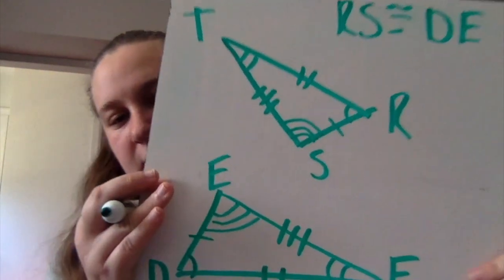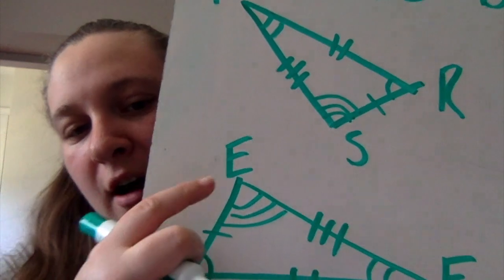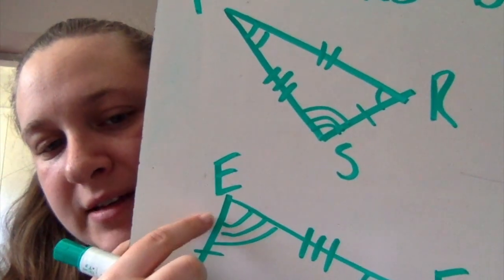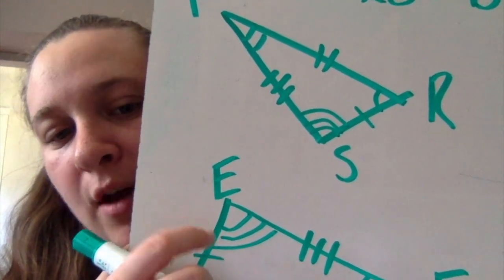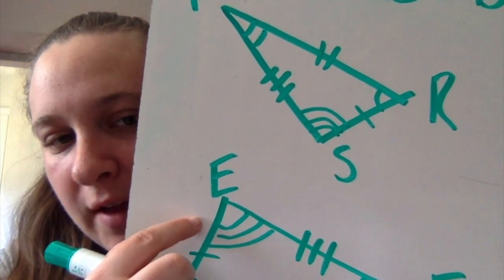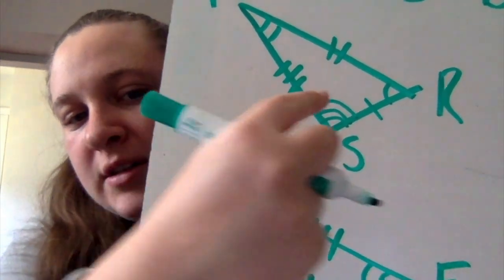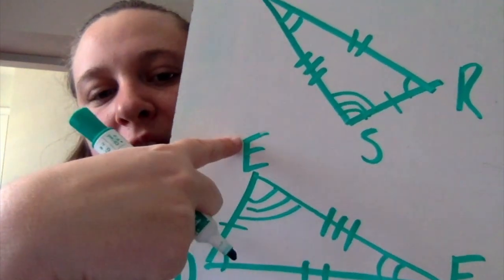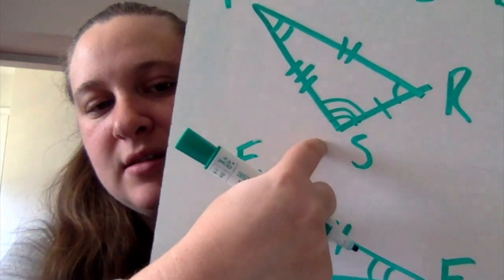So same thing with these little angles. See how angle E has these 3 little lines in it? Well, it matches on the other triangle with the other angle that has 3 little lines in it. And the other angle is angle S. So angle E is congruent to angle S. So you would write angle E is congruent to angle S.